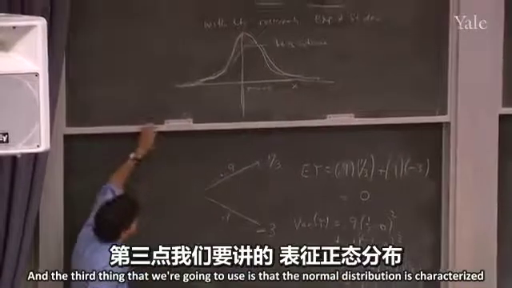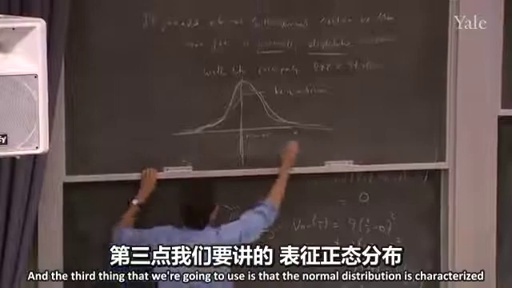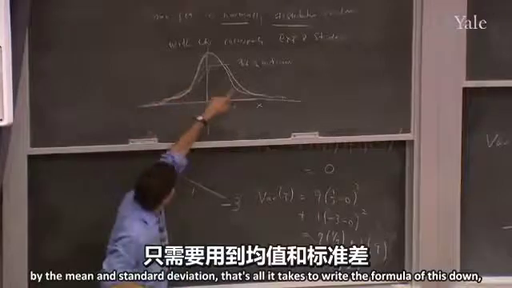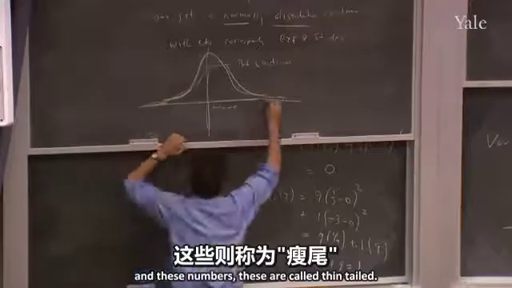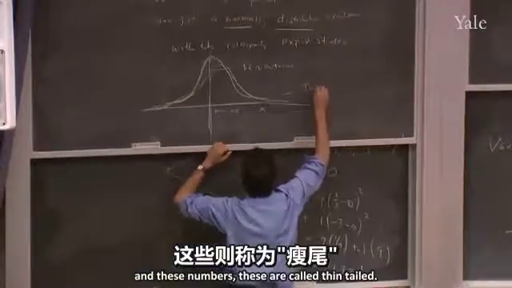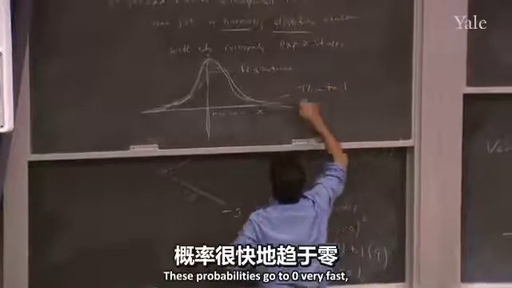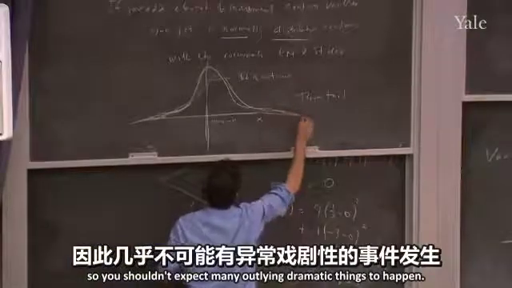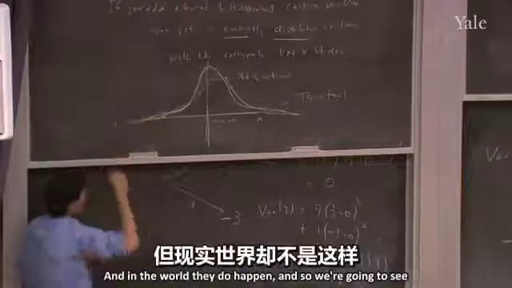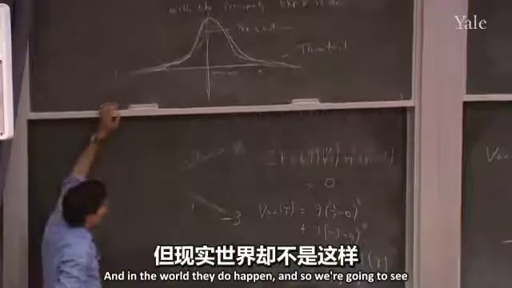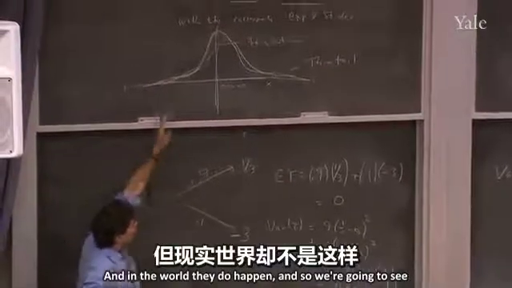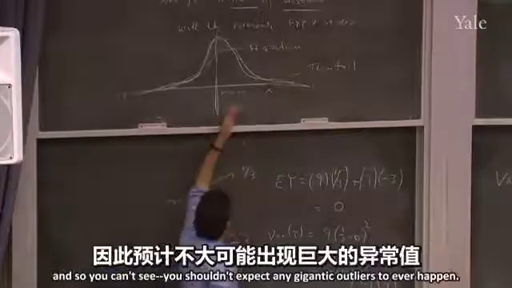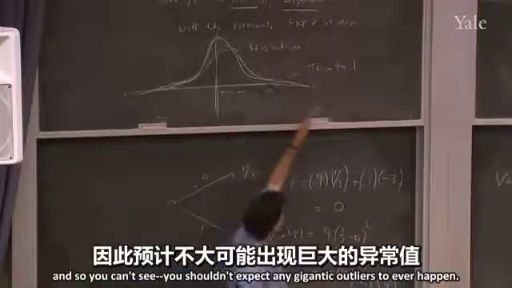And the third thing that we're going to use is that the normal distribution is characterized by the mean and standard deviation. That's all it takes to write the formula of this down. And these distributions are called thin-tailed. These probabilities go to 0 very fast. So you shouldn't expect many outlying dramatic things to happen. Okay? And in the world, they do happen. We're going to see that much of classical economics is built on normally distributed things, so you shouldn't expect any gigantic outliers to ever happen.